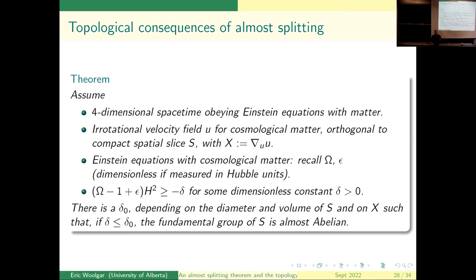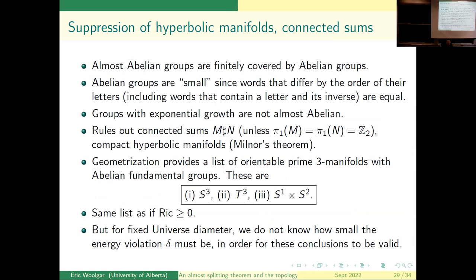If you think of it that way, then I think it's quite intuitive. And in fact, it's a theorem. It's not a definition, but it is a theorem that almost abelian groups are finitely covered by abelian groups. And they're small in the sense that I just described. So this basically rules out connected sums of primes if your diameter is small enough.